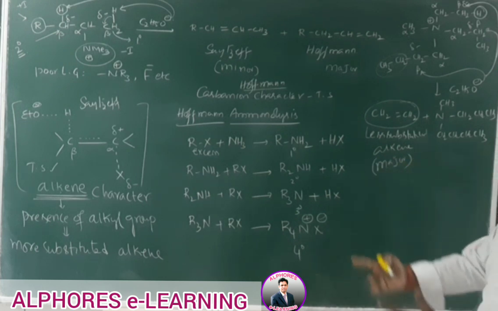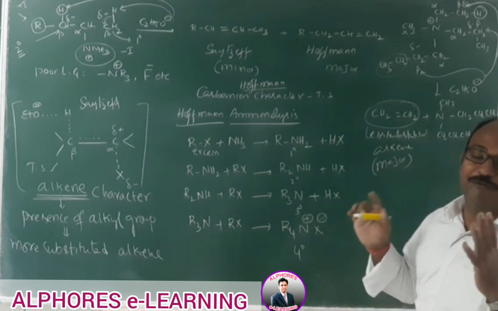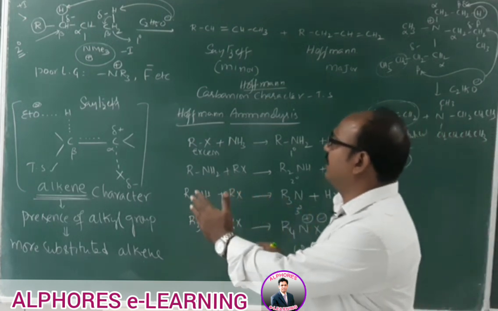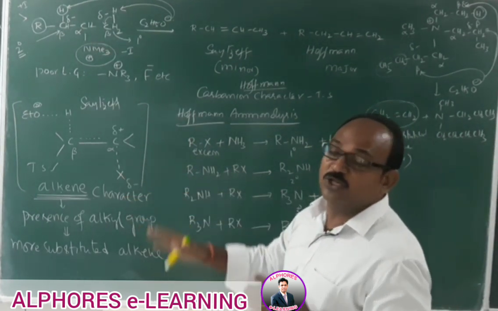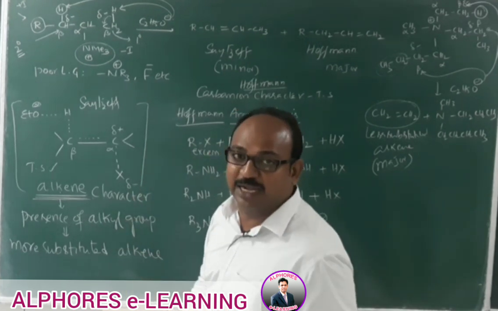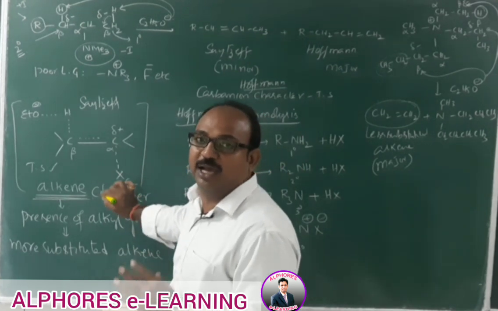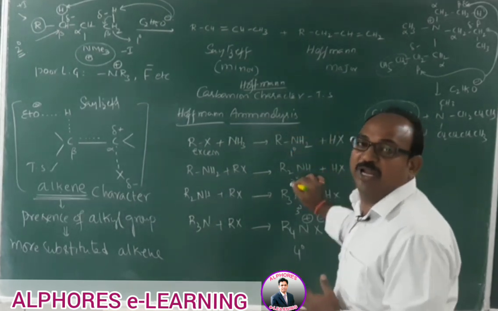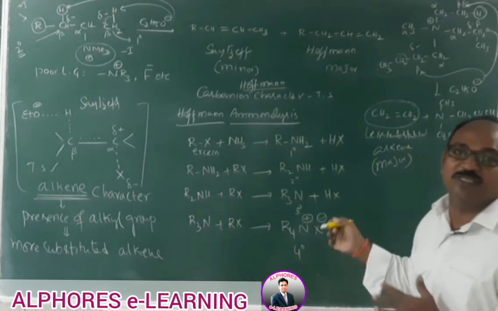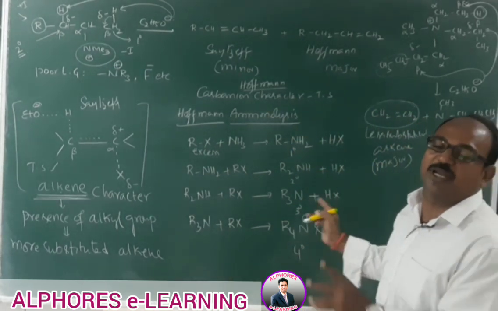So in this case we always get the least substituted alkene as the major product, instead of the Saytzeff product. Once again, the difference between Hofmann elimination and Saytzeff elimination: in Saytzeff elimination we get the more substituted alkene, and in Hofmann elimination we get the less substituted alkene as the major product.